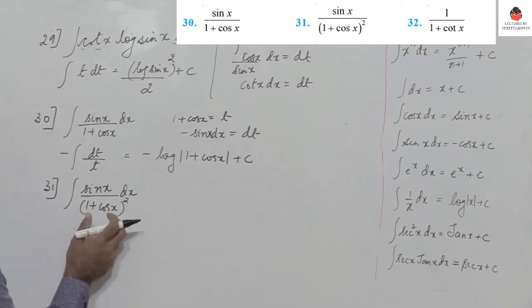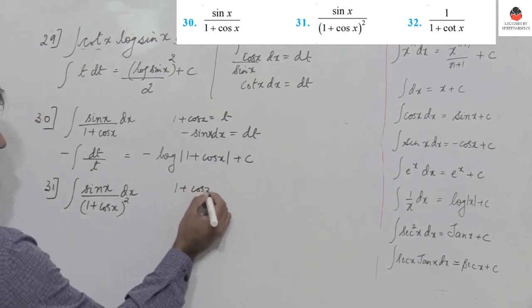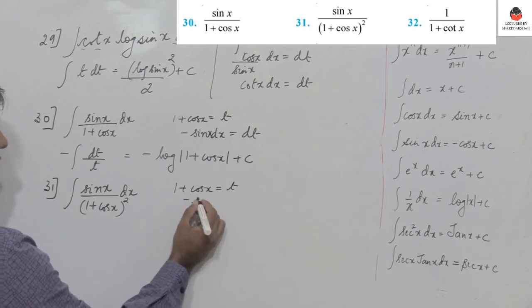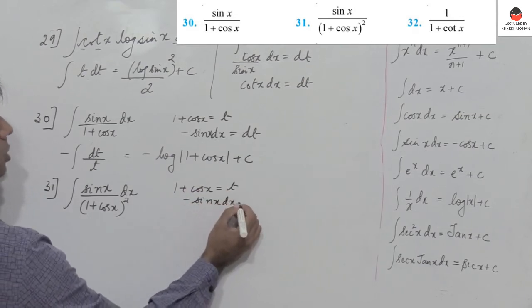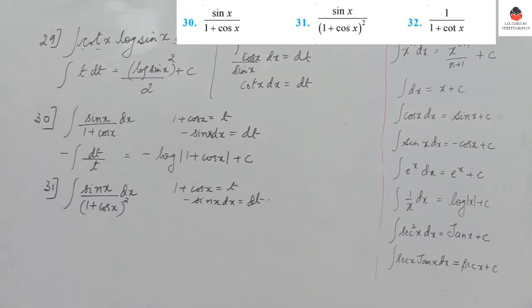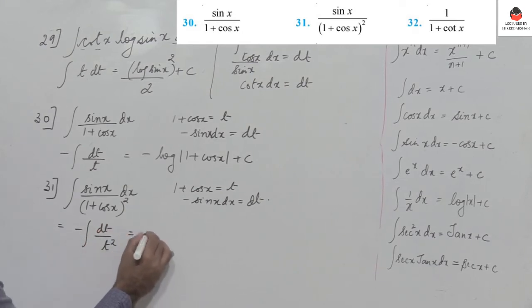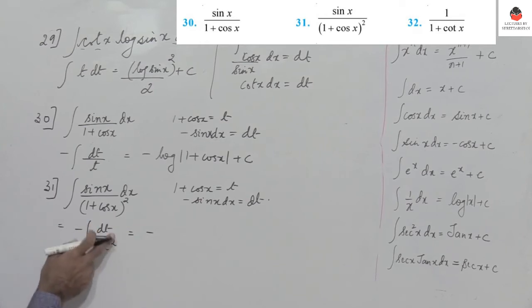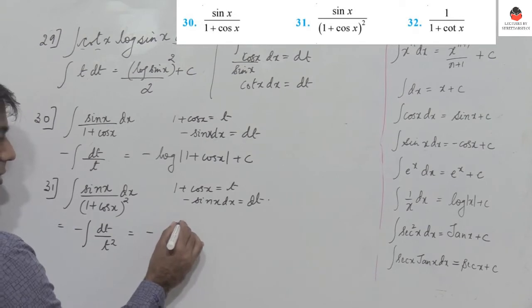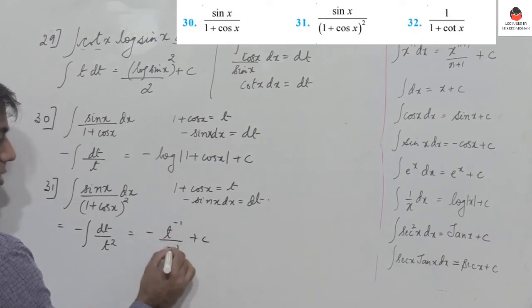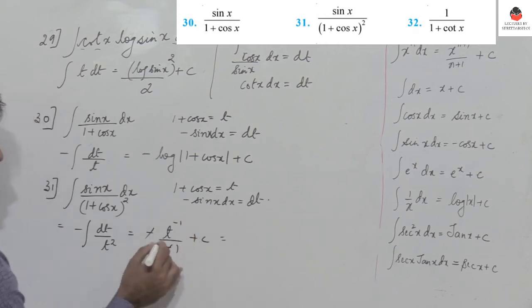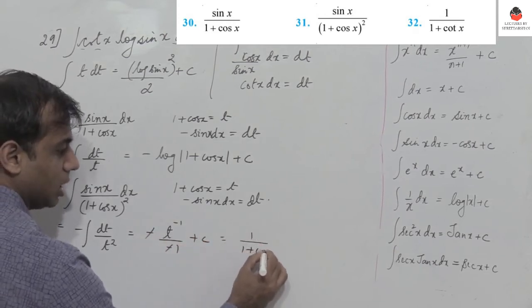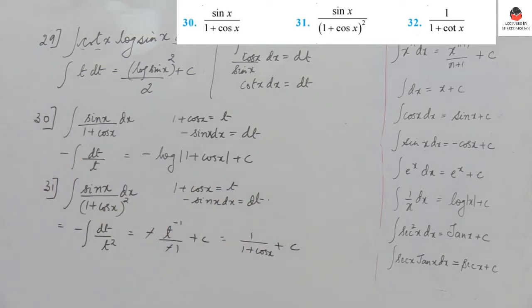So in this problem again, let us substitute 1 plus cos x equals t. So you have minus sin x dx equals dt. Therefore you get minus dt divided by t square. If I bring t square to the numerator, it becomes t power minus 2. So you get t power minus 2 plus 1 is minus 1 divided by minus 1 plus c. So minus gets cancelled. So it is 1 by t, which is 1 by 1 plus cos x plus c.